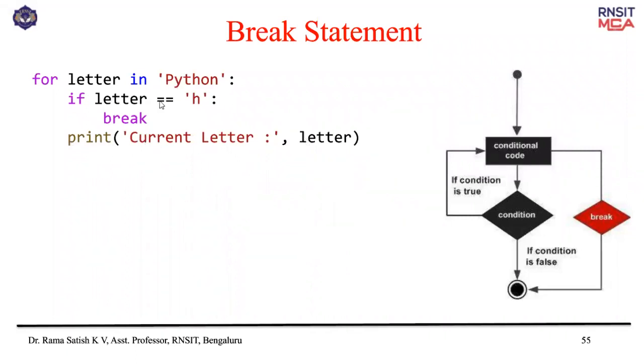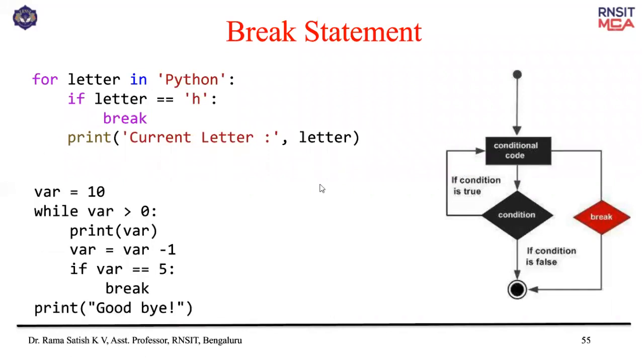P is not H, so it is printed. Y is not H, it is printed. T is not H, printed. H is equal to H, it will break. That means P-Y-T is printed. Since the letter H is encountered, it will break the loop. So it will display that. Another example, we have used this one with a for loop.